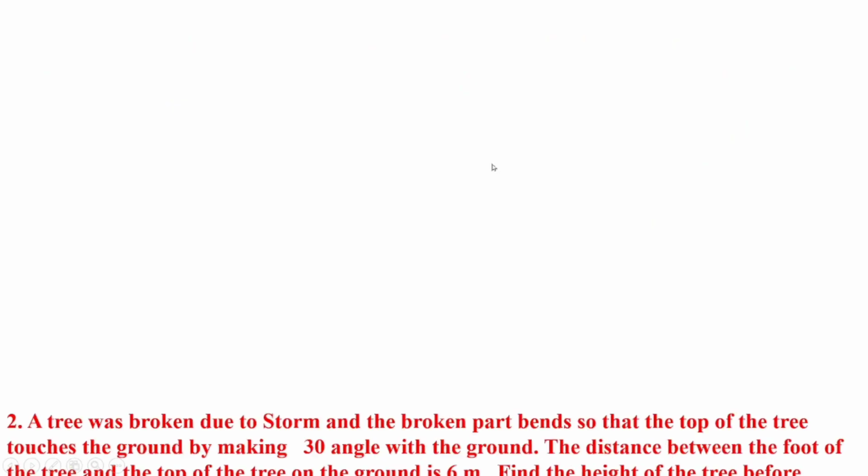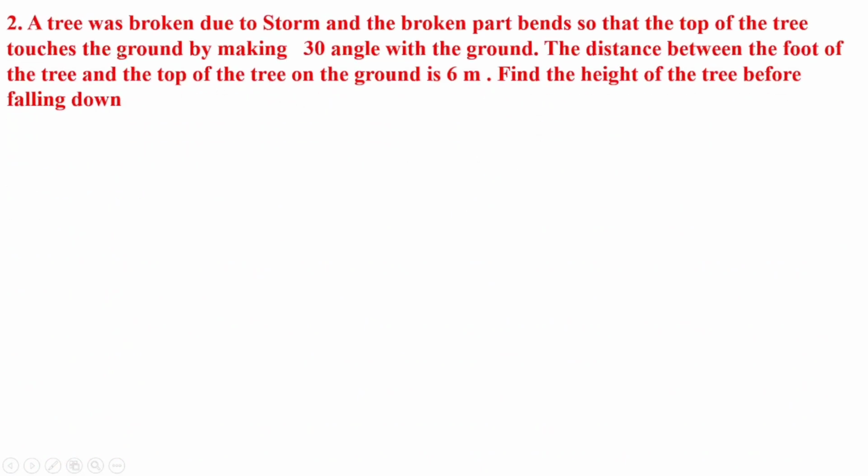So now let us take the second question. A tree was broken due to a storm, and the broken part bent so that the top of the tree touches the ground, making a 30-degree angle with the ground. The distance between the foot of the tree and the top of the tree on the ground is 6 meters. Find the height of the tree before falling down. Okay, so now I have to draw the diagram first.